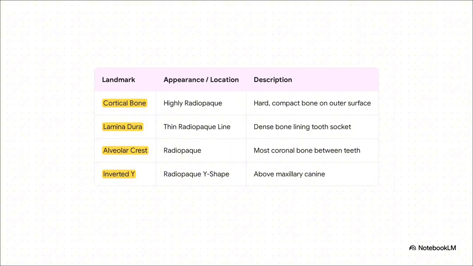And now for the bright radiopaque landmarks. You'll always see the dense cortical bone as that bright white outline of the jaw. If you zoom way in, the lamina dura is a thin white line that outlines a healthy tooth socket. The alveolar crest is just the peak of the bone between teeth. And a fun one to spot is the inverted Y, a white shape made where the floor of the nasal cavity meets the wall of the maxillary sinus.